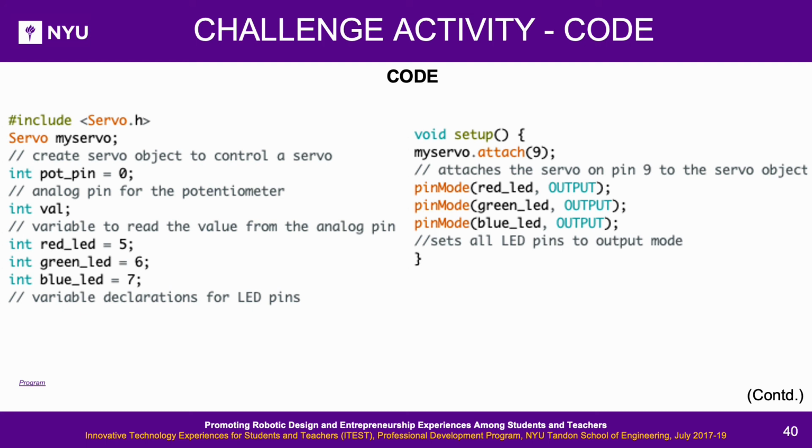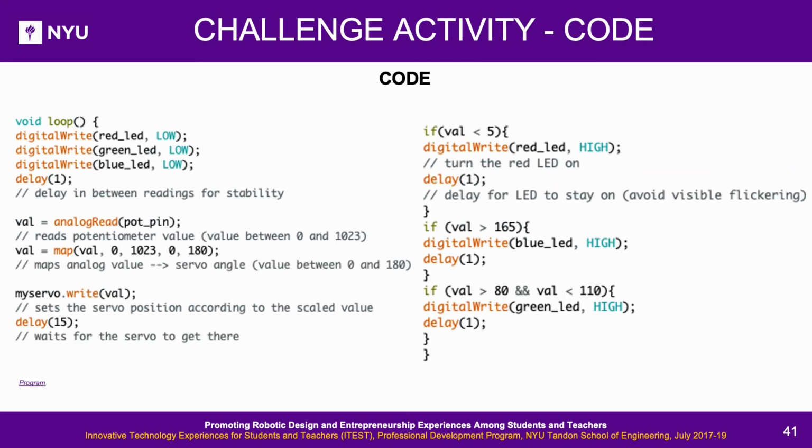Turning an LED on or off, reading potentiometer, and controlling the angle of a standard servo. The portion of the code shown in this slide has integer variables with meaningful names declared for the pins connected to the respective components and created a servo object. In the setup, the LED pins are set to output mode and the servo pin is attached to the servo object. In the infinite loop, all the LEDs are set to low first, that is, turned off.